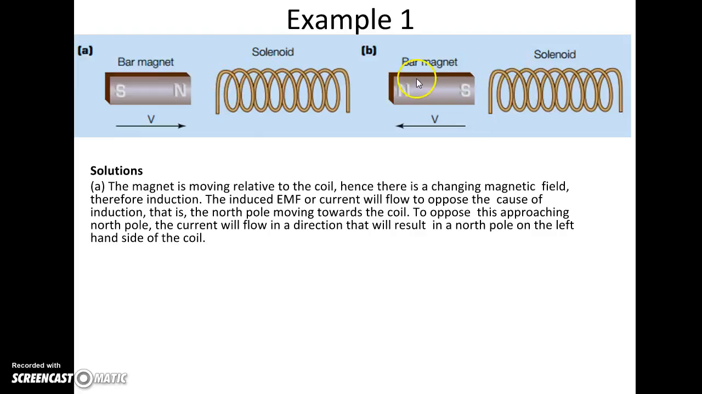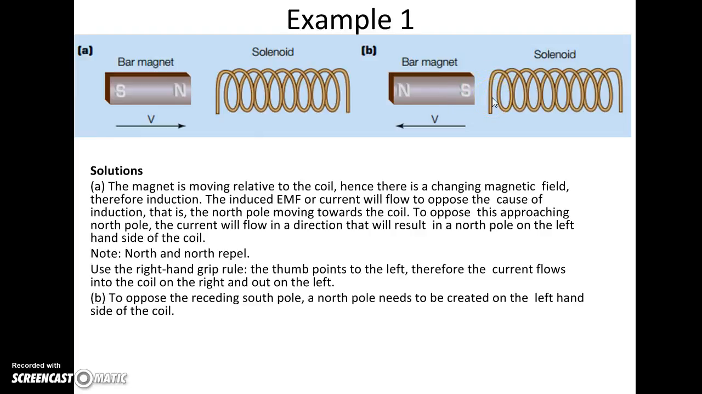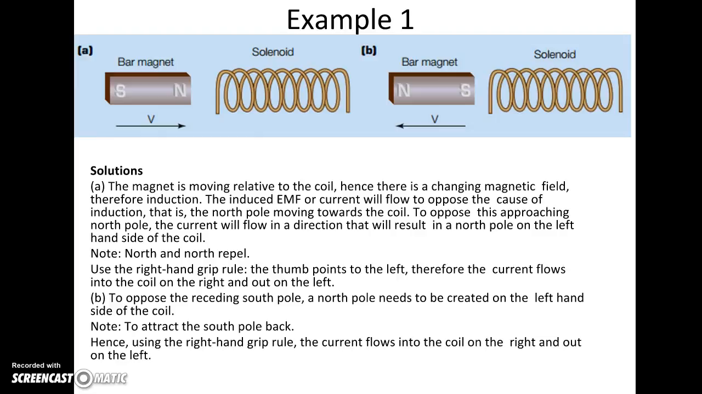So B, not the exact opposite. B, we've got a bar magnet and we're pulling it away. If it wants to oppose that motion, it wants to pull it back. Same thing again, it's going to create a north on this side of the solenoid, and so the current is going to go the same direction again. It's going to come up this side, down around, and down there to create a north at this end, because we're trying to pull that south back, trying to oppose the motion. So that's your answers down there, which is just what we talked about.